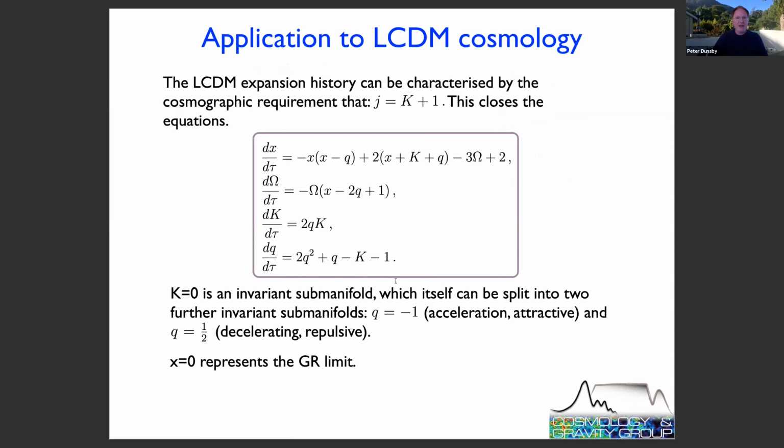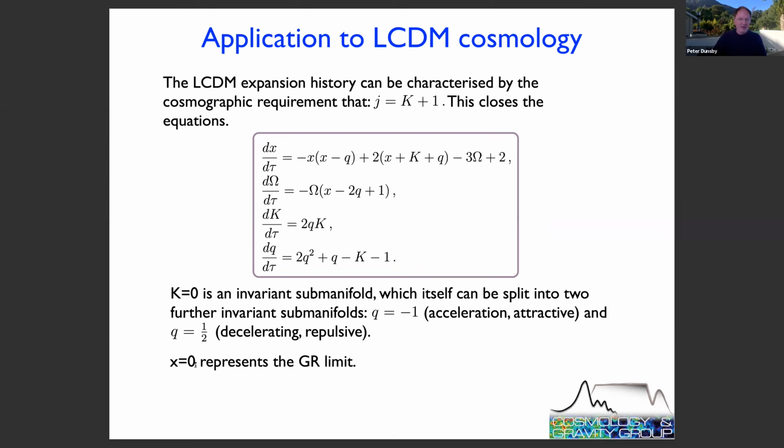So in the case where we fix the expansion history to be the standard lambda CDM cosmology, the jerk parameter is rather simple. In the case where you don't fix the spatial curvature, you consider a general spatial curvature, the jerk parameter is simply k plus one. This then closes the dynamical system, and the spatially flat solutions are an invariant submanifold. So when k is zero, you get an invariant submanifold. And then that itself can be split into two further invariant submanifolds, one which is purely accelerating and attractive. So that's the q equal to minus one case. And then the other, which is q equal to a half, which is the decelerating invariant submanifold, and that is repulsive. You'd expect this because you're typically evolving from a decelerating phase towards an accelerating phase.